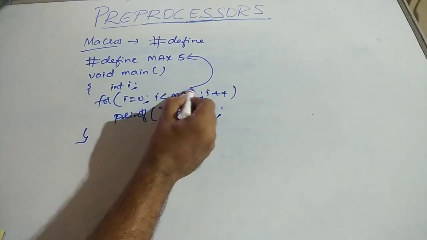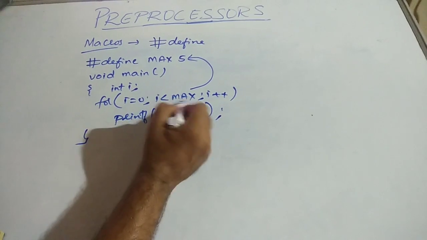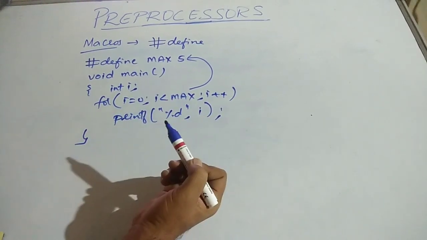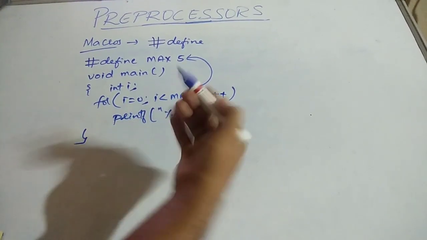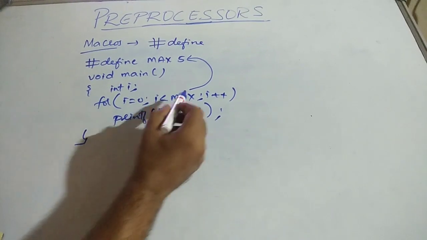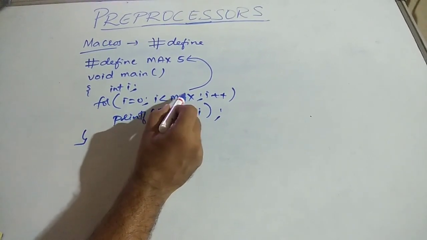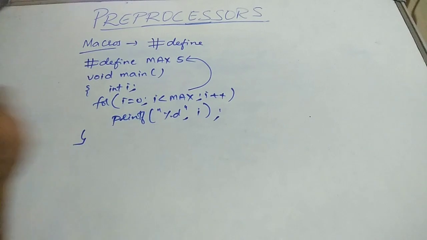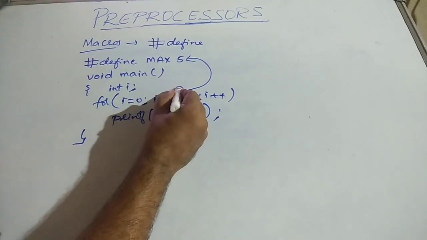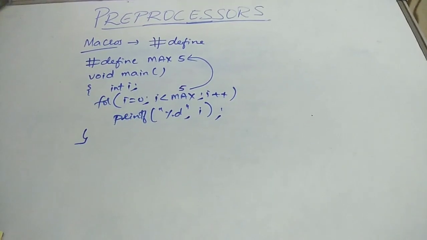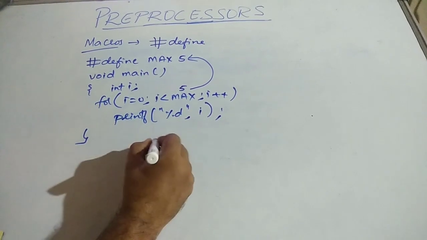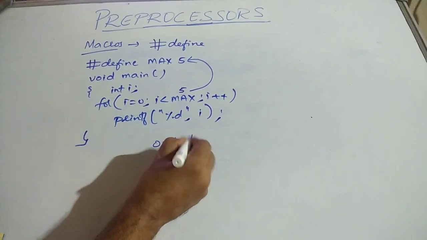So here, whenever the identifier called max is encountered in the program, it may be in one place, it may be in a number of places. Each and every time this symbol is encountered, it will be replaced by the text, that is nothing but the identifier 5. So this will be replaced by 5. Is it clear? So now max is replaced by 5. Then what will be the output?